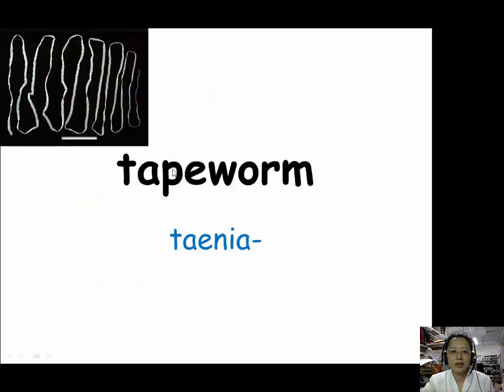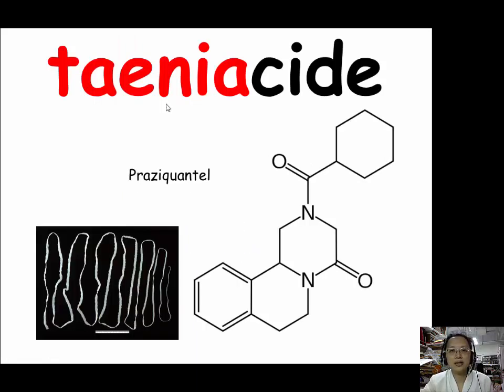And for tapeworm, one kind of parasite, we have this prefix taenia. Our example is teniacide. Teniacide is something that can destruct the tapeworms. It's either an agent or anything that can destruct the tapeworms. And in this picture, the structure here is one kind of teniacide.